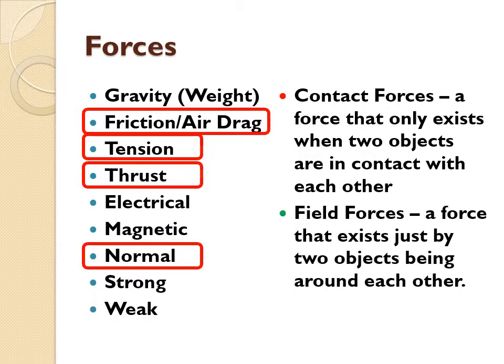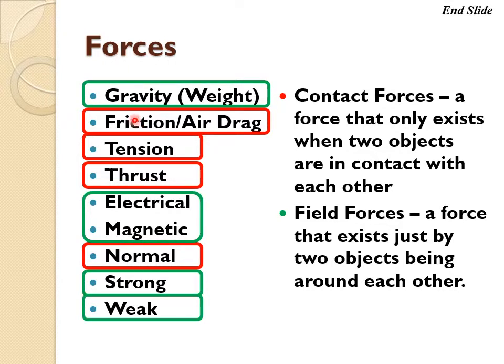Now the second category is called a field force. A field force exists between two objects just by being around each other. So gravity is a great example of this because if I jump up off of the Earth, it still pulls me down with a force of gravity. It's a field force because I don't have to be in contact with it.